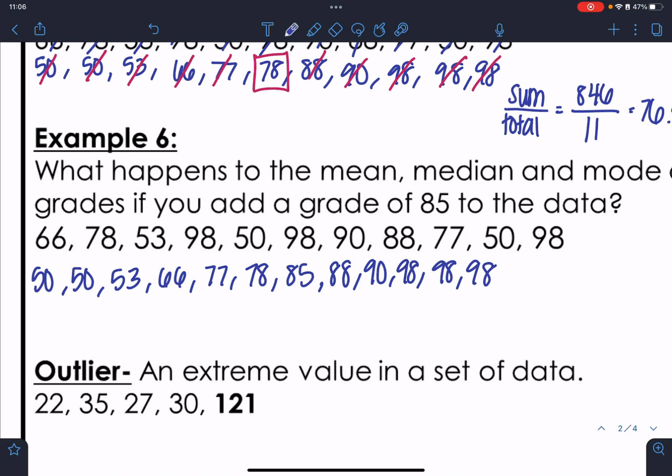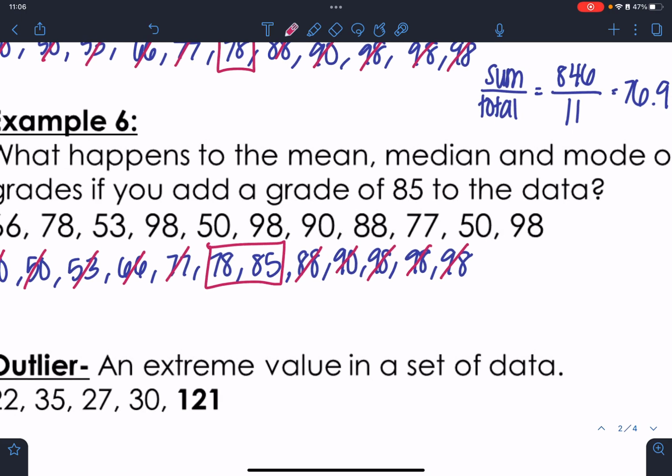Okay? So also, how many numbers do I have in my list now? 12. I added one extra number. So this is going to cause me to have two numbers in the middle. So if I start crossing out 50, 98, 53, 98, 66, 90, 77, 88, look at what happens. I now have two numbers left in the middle because I now have an even number of numbers in my list. And so I need to figure out what is directly in between 78 and 85.